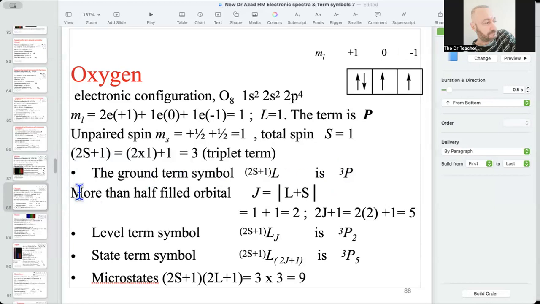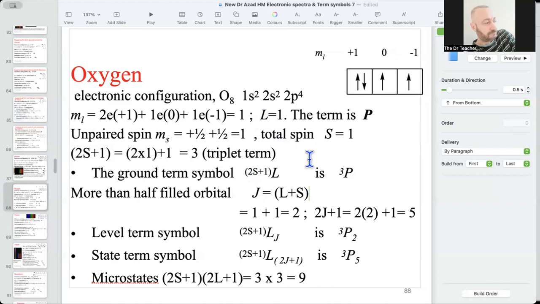Now we come to the J, because we need to have the level term symbol, which is L J, 2S plus 1. J is what? Is it filled? Is it half filled? Less than half? More than half? These are 4 electrons, so these are more than half filled. When more than half filled, J equals L plus S, and that will be in parentheses. So L plus S will be the value of J.